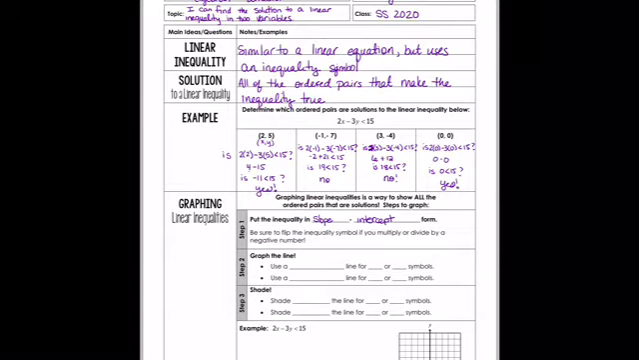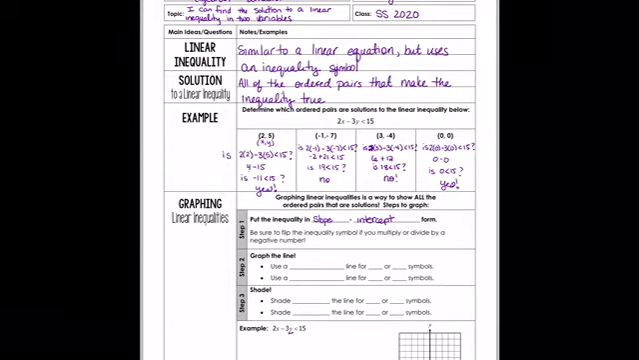And again, if you multiply or divide by a negative number, you're going to want to flip that inequality symbol. So let's take a look at our example, and we're going to work through that piece of this together. So we want to get y by itself. That's the goal.